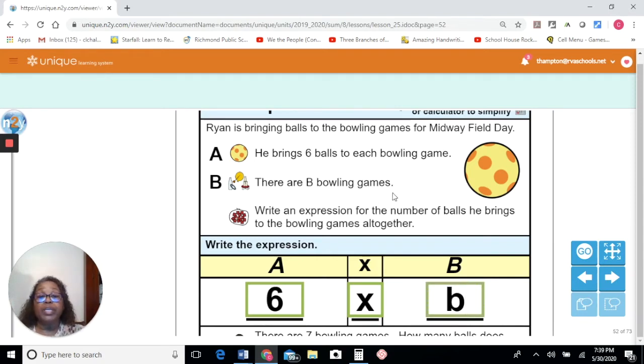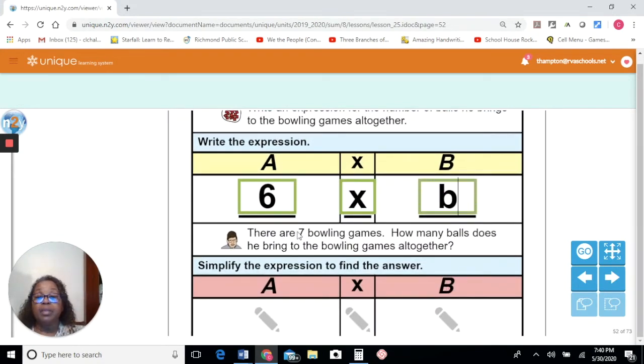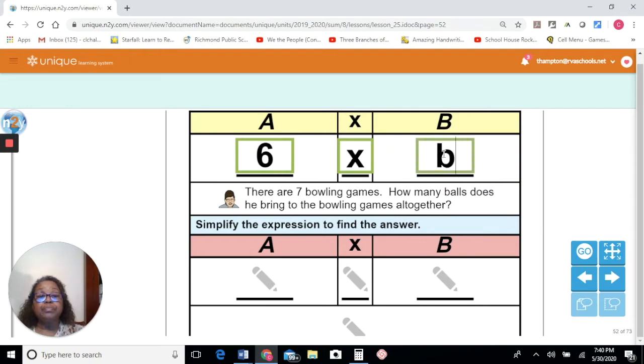There are how many bowling games? Well, let's see if we can get that information. There are 7 bowling games. So now we know what B is. We needed to find out how many bowling games there were. How many balls does he bring to the bowling games all together? So now we're able to complete our expression. A is 6. Very good. We bring our multiplication sign over. And now that we know B is what? B is 7. Very nice.